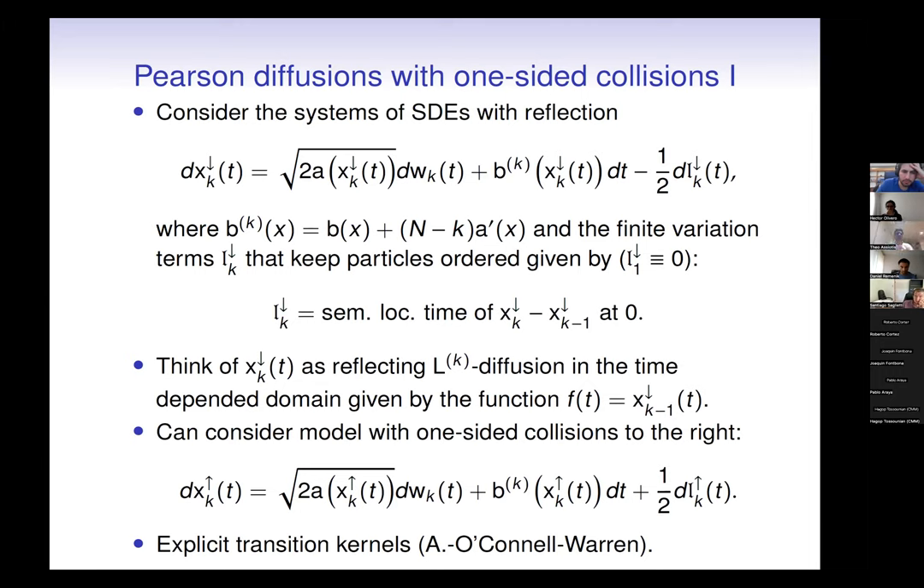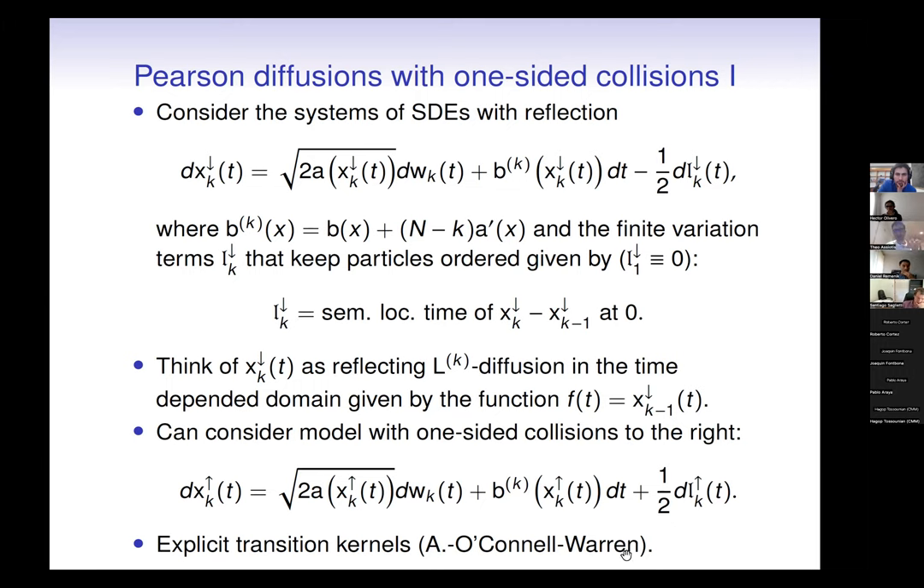And then what is the other model? The other model is now Pearson diffusions with one-sided collisions, which generalizes the Brownian model. So here, if you forget this local time term, you just have independent Pearson diffusions, but here you have to change the drift a little bit. The drift is again somehow a Pearson diffusion, but the drift changes a little, but I'm not going to discuss that. If you keep the same B everywhere, the model, as far as I can tell, cannot be solved in this way. Basically, you take one Pearson diffusion and run it, and then you solve another one in this time-dependent domain with this reflection. And it's basically the exact analog of the Brownian model.